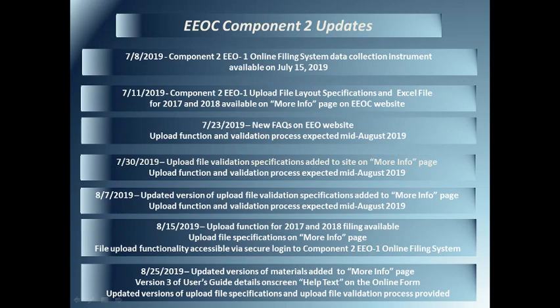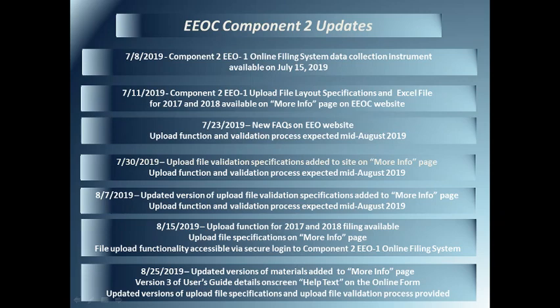Shortly thereafter, on July 11th, the Component 2 EEO-1 upload file layout specifications and an accompanying Excel file for 2017 and 2018 were made available in the EEOC's More Info section on their website. They also let employers know that the secure file upload function and validation process was expected to be available by mid-August of 2019.